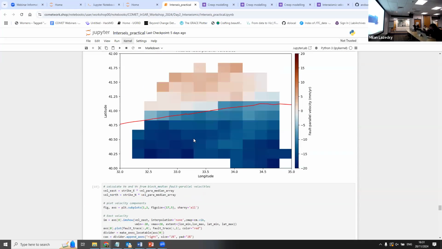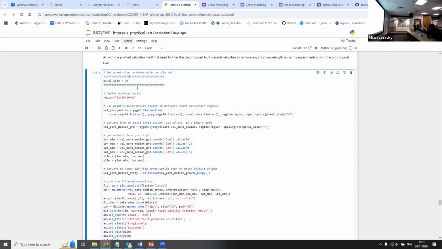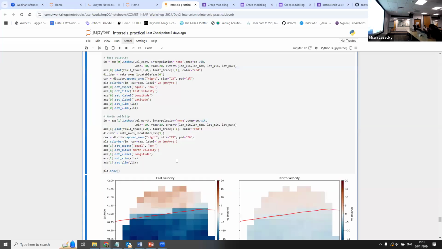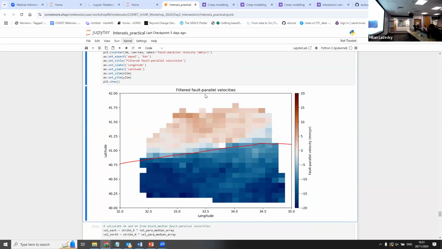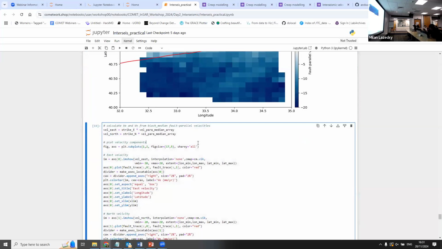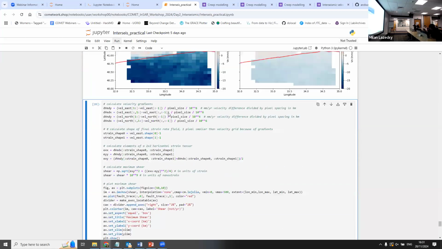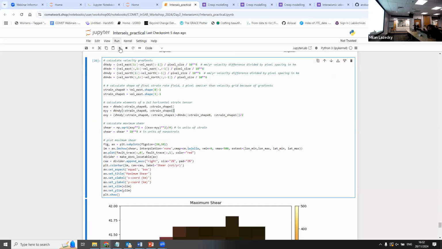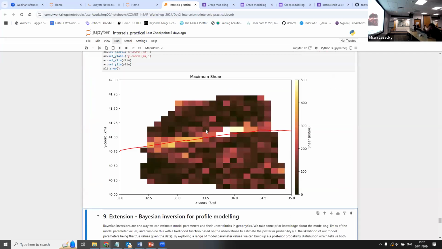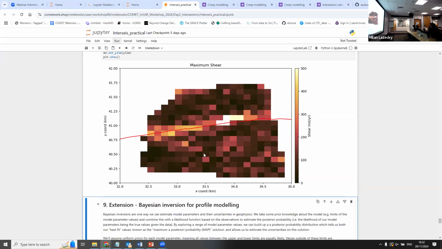You can also change this pixel size. For example, if the pixel size is not enough, for example, if it is 10, then you will get your fault parallel velocity like this, and then you get the east velocity and the north velocity, and then you calculate the strain rate again. Now the maximum shear strain rate looks very noisy, and you cannot definitely know where the fault is.